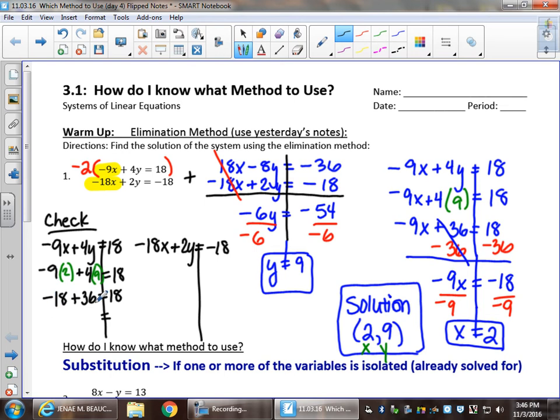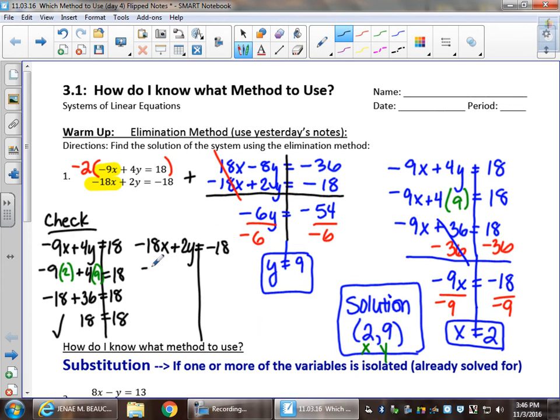Let's see. Negative 18 plus 36, that's a positive 18 equals 18. 18 equals 18. True or false? True. Check. This one worked. But remember, this ordered pair has to work in both equations. So now let's try it over here.